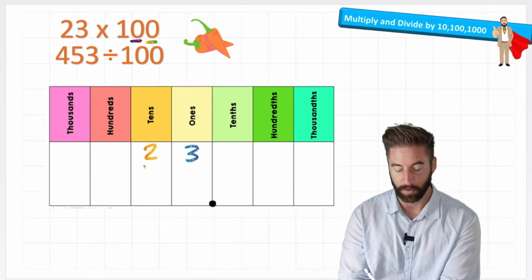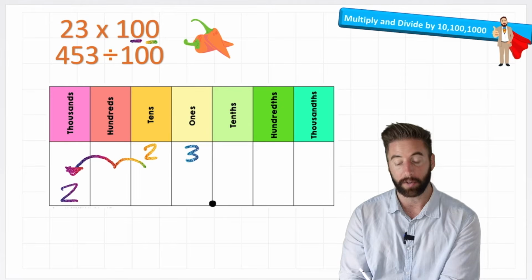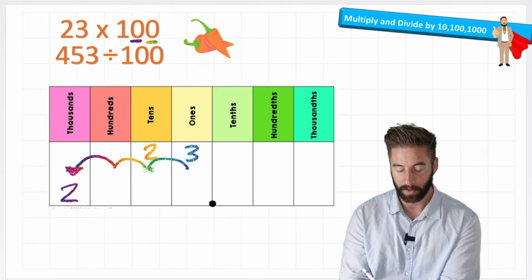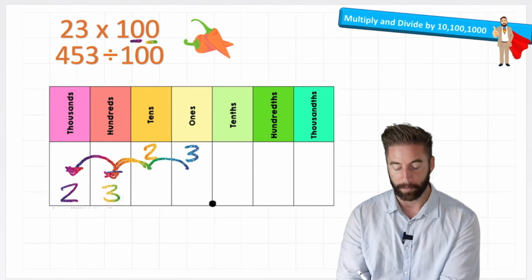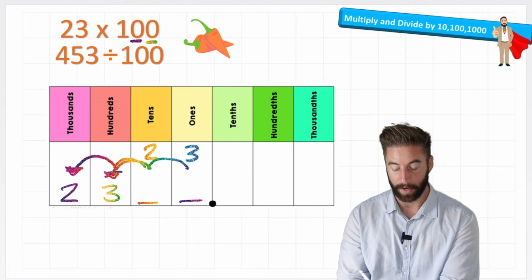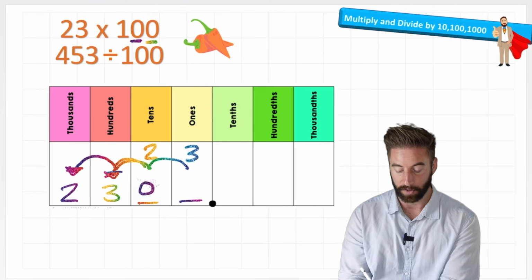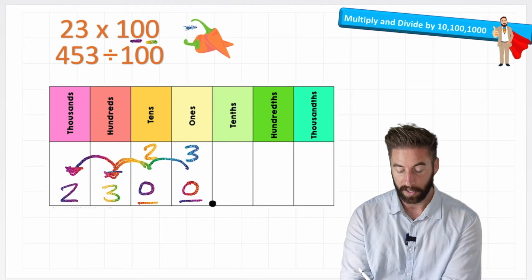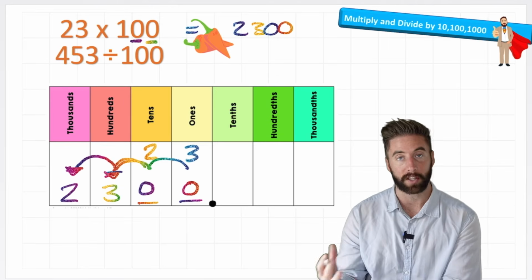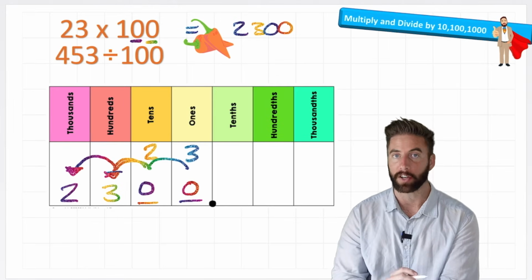So my 2 moves 1, 2 into the thousands column, and my 3 also moves 1, 2 into my hundreds column. Now remember, we've got some blank spaces here before my decimal, so now I need to fill them with placeholders or zeros. That shows me that the answer to 23 times 100 equals 2,300, because 2,300 is 100 times larger than 23.